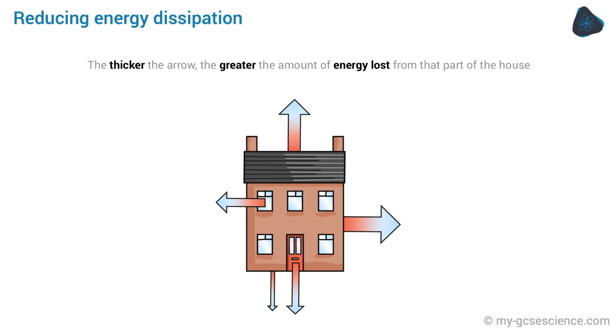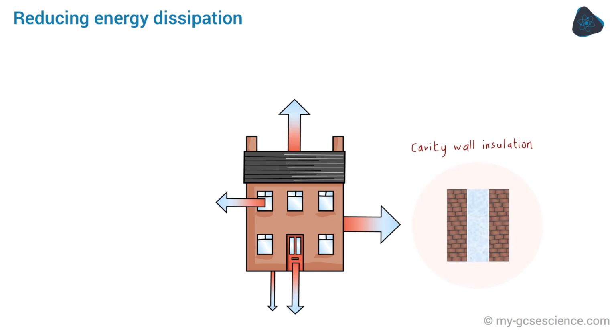As we can see, loads of energy is lost from the walls of a house. Clearly, building thicker walls will help, but the best way to reduce the loss of energy in this way is by using cavity wall insulation. Most modern homes have cavity walls, which means that they have double walls with a gap in the middle like this.